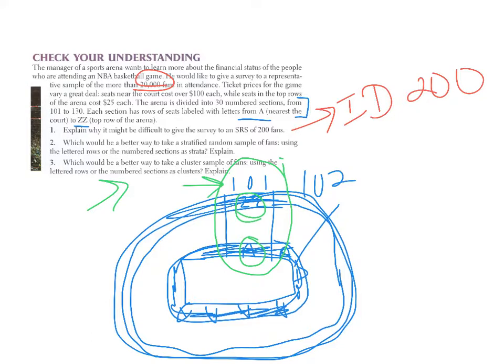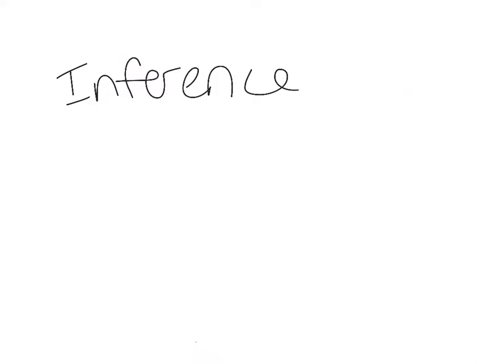Whereas if you did the strata, you'd be getting an SRS from row A, an SRS from row B, an SRS from row ZZ. But the best way to cluster it would be by the numbered sections. So based on this random sampling, you can now hopefully draw some inferences. When you're drawing inferences, you're drawing conclusions about the population based off of the sample that you gathered.